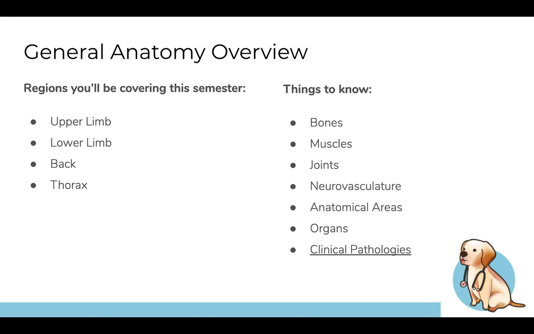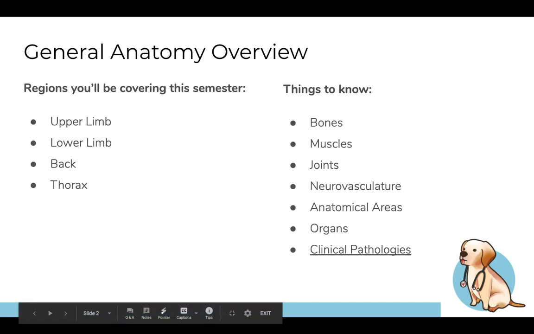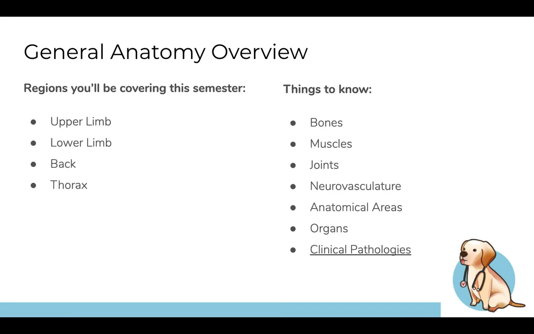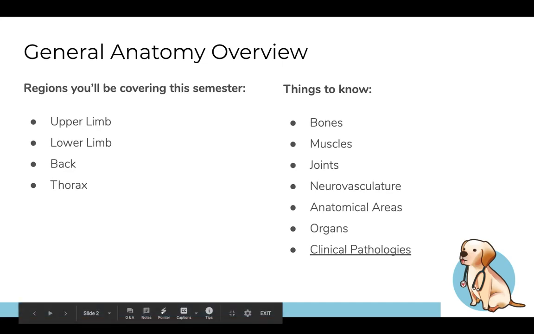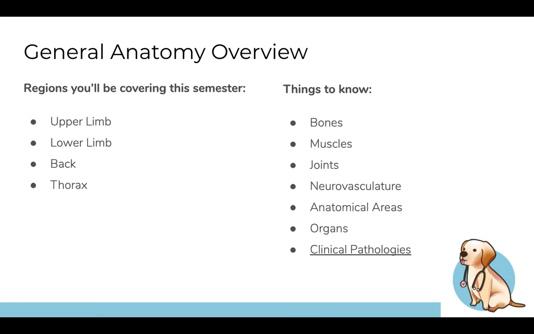So for upper limb, lower limb, and back, you're going to need to know the bones, muscles, joints, neurovasculature, so nerves, arteries, veins, and some anatomical areas and clinical pathologies. But for thorax, that's your most important system to take into second year. And so that one's a bit different because you have your heart, so that's a lot more focused on physiology rather than muscles and bones. So that's a bit different, but you'll see that when you get there.